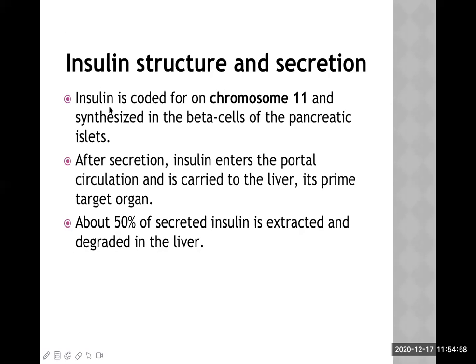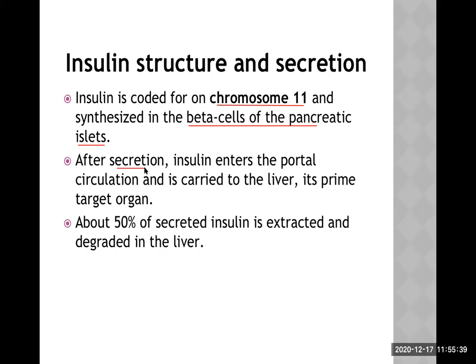Now, insulin is a hormone. This insulin is secreted by the pancreas, the endocrine part of the pancreas, which is known as the islets of Langerhans. And inside the islets of Langerhans, there are beta cells. These beta cells are secreting the insulin. This is a very important point, and every student knows this already. Insulin is coded for on chromosome number 11. So the gene which is responsible for coding the insulin is on chromosome 11.